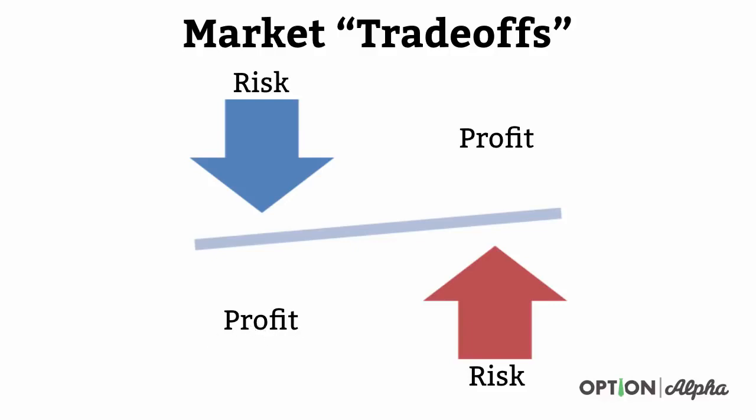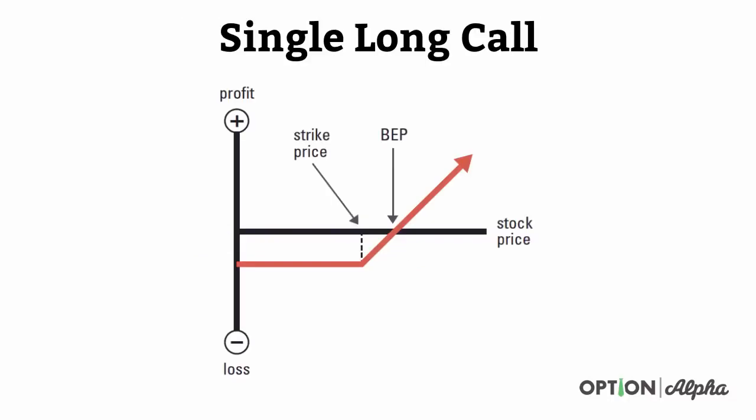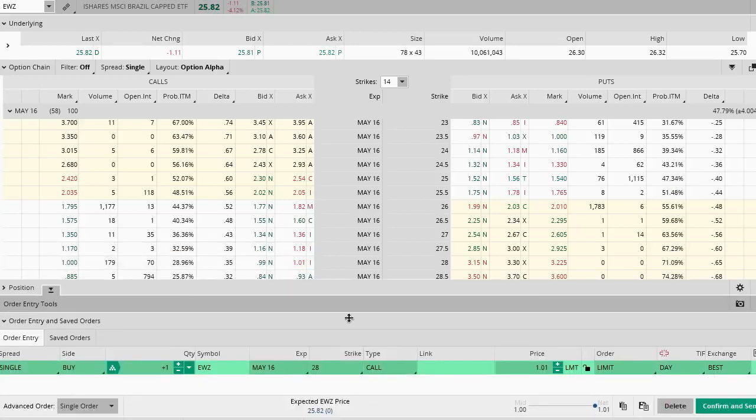How many times are you actually going to win? If you have a higher profit potential in a trade, you've got a lower probability of winning on that trade. So let's look at the long call option now inside of Thinkorswim, at that same strike price of 28. If we buy this contract for $100, we're taking the complete opposite side of the trade. Instead of being an option seller, we just buy this contract for $100.